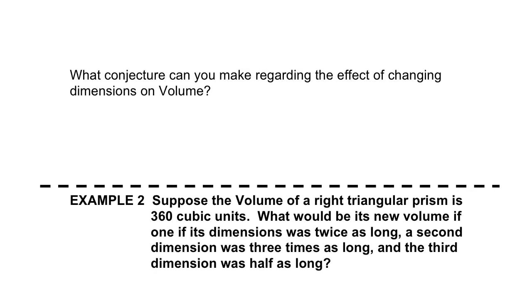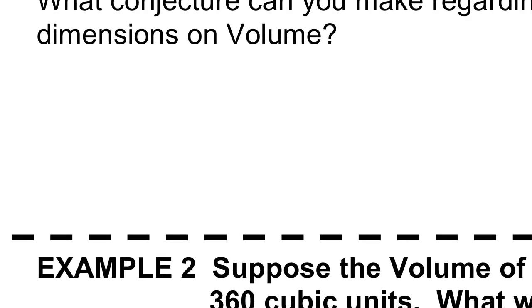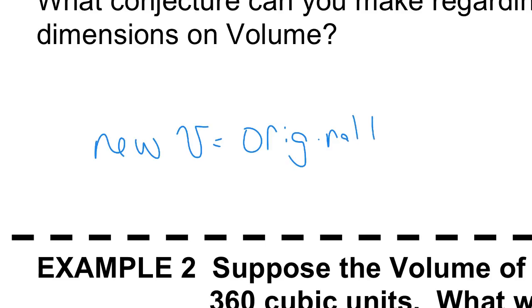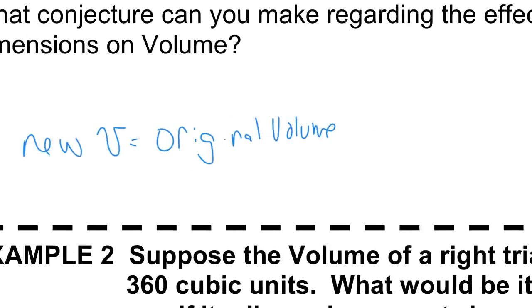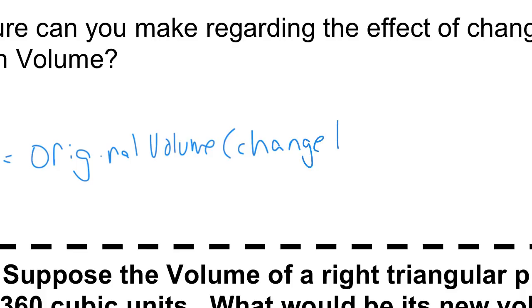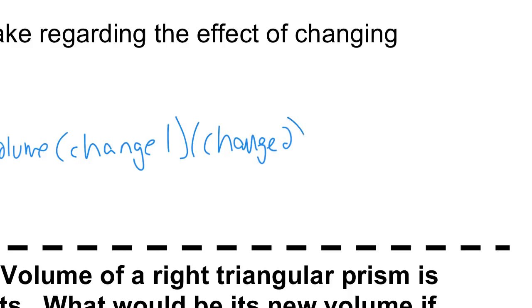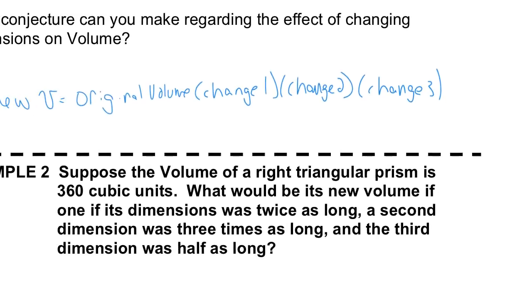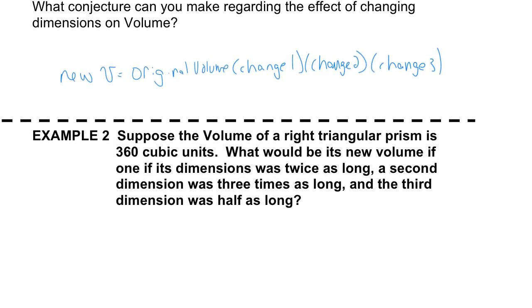It says, write a conjecture you can make regarding the effect of changing dimensions on volume. Well, I got that the new volume is equal to the original volume, but we have to multiply it by all the changes. Instead of area having 2 this time, we have change 1, we have change 2, and then of course we have change 3 this time. That's really the only difference. So now I can use that to answer the next 2 questions. Those are pretty quick and easy.